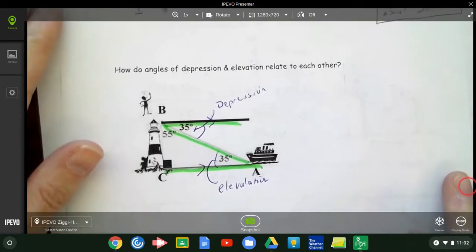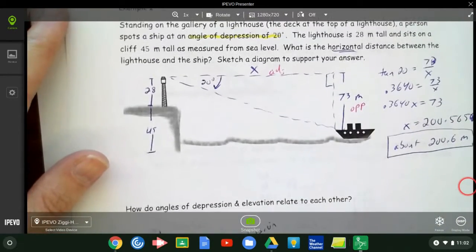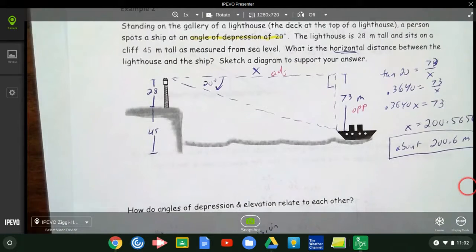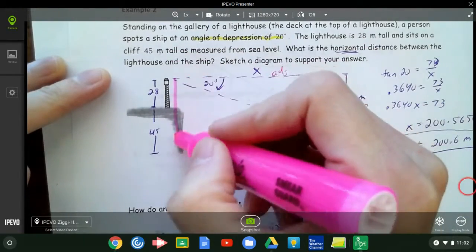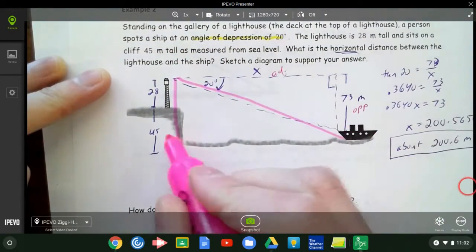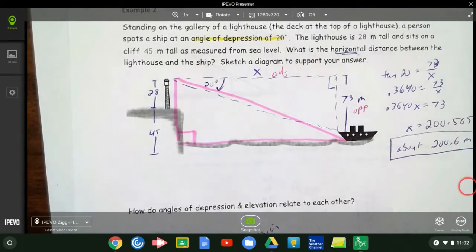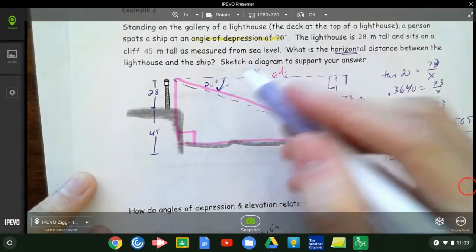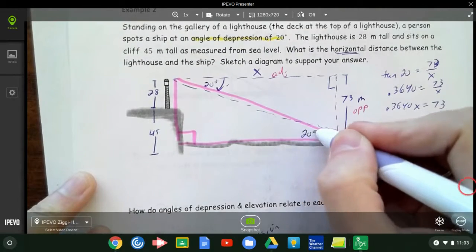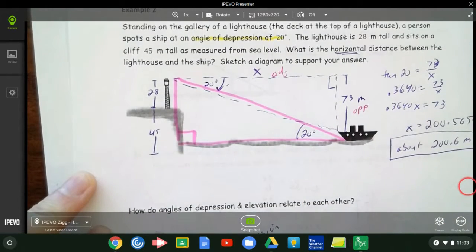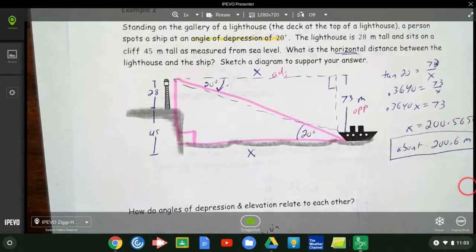I could take that last problem we did, and now that I see that, maybe I don't like my triangle upside down like this. Maybe I want to draw my triangle right side up. So maybe I want to take this triangle and look at it this way. There's my right angle. If I do that, now this angle of depression I can put here at the alternate interior angle. And now I'm solving the same thing. Okay, so there's another way to look at these problems.